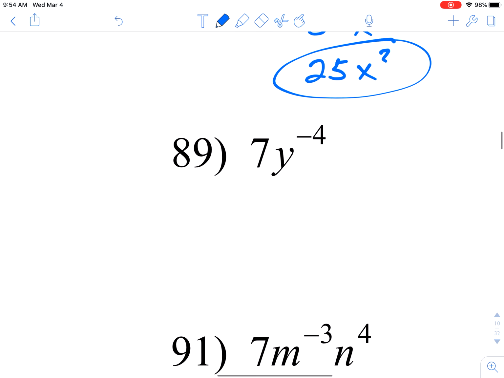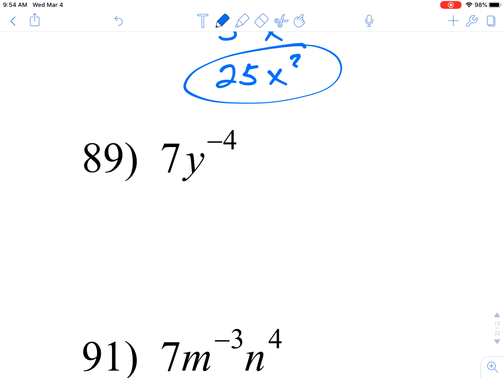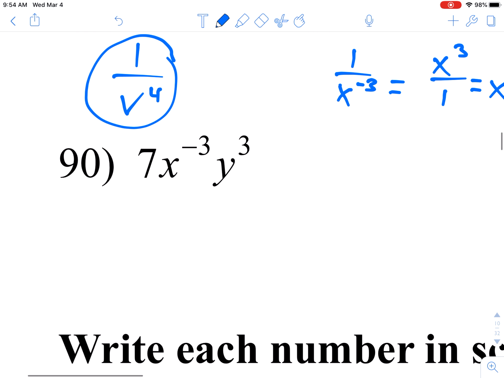Take a look at 89. 7 is just a number, so it's going to stay the same, but I want that y to go to the opposite side of a fraction bar, so y to the fourth goes to the bottom. By flipping it to the other side of the fraction bar, it becomes positive. Let's take a look at number 90.